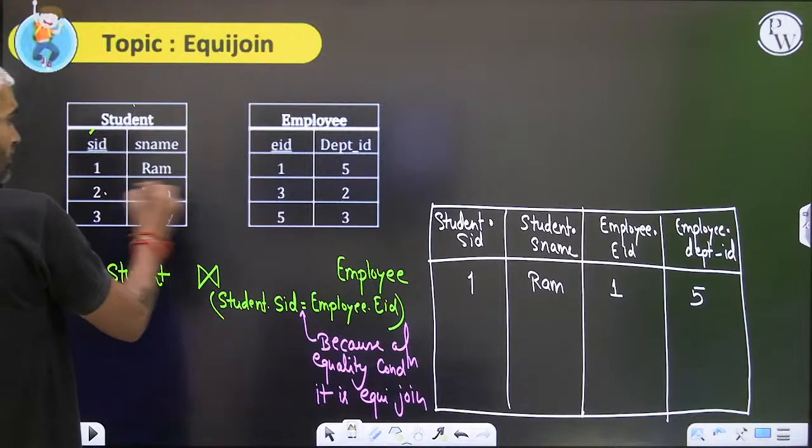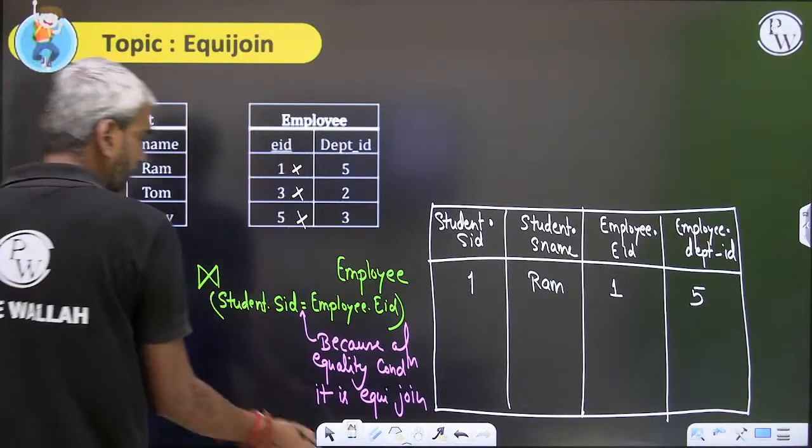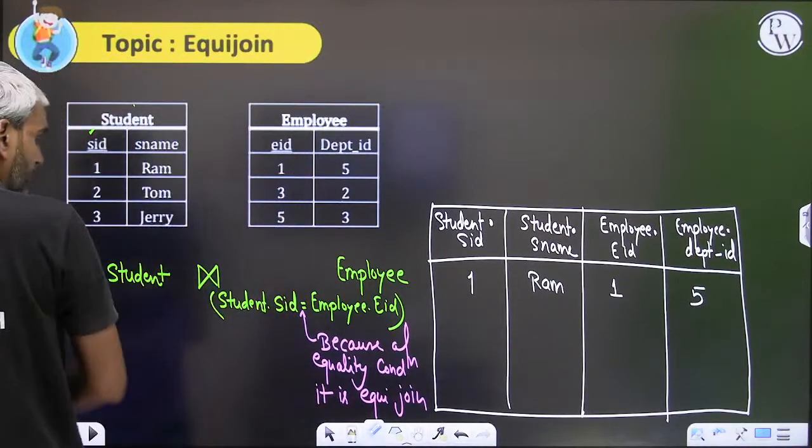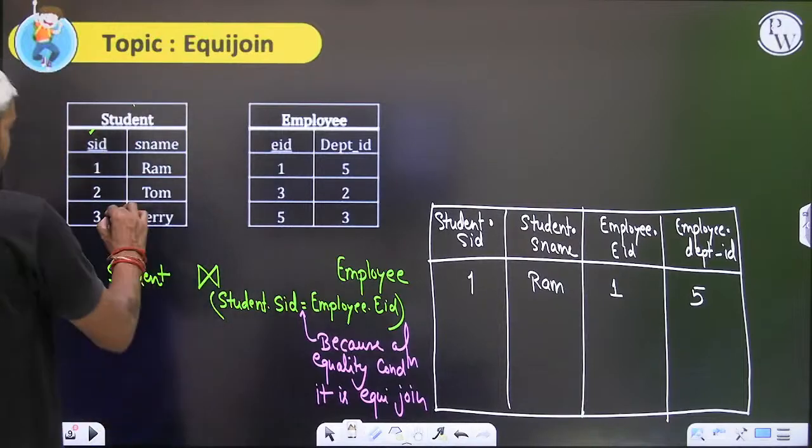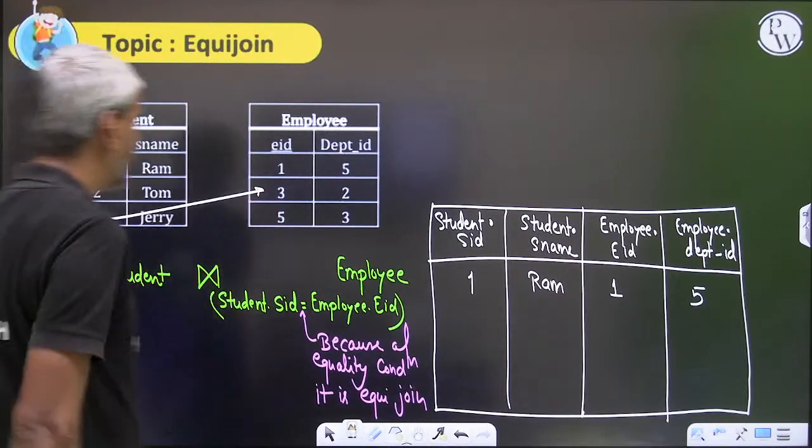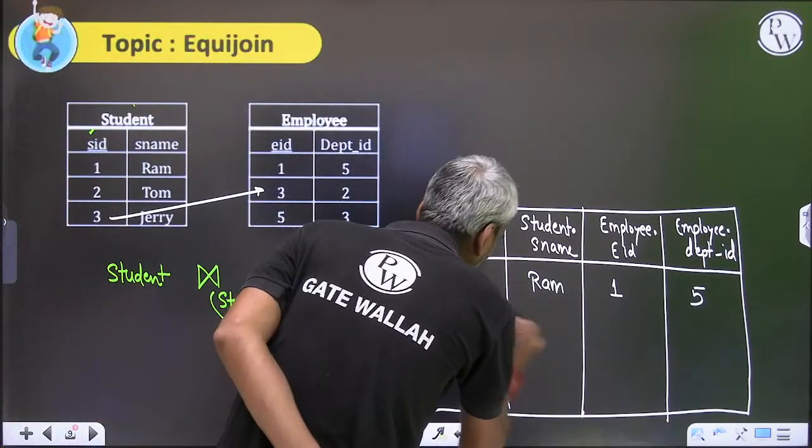This 2 is neither equal to 1, nor 3, nor 5. Therefore, this will not be present in the relation. Similarly, this 3 is equal to this 3, so 3 j will be combined with 3 too.